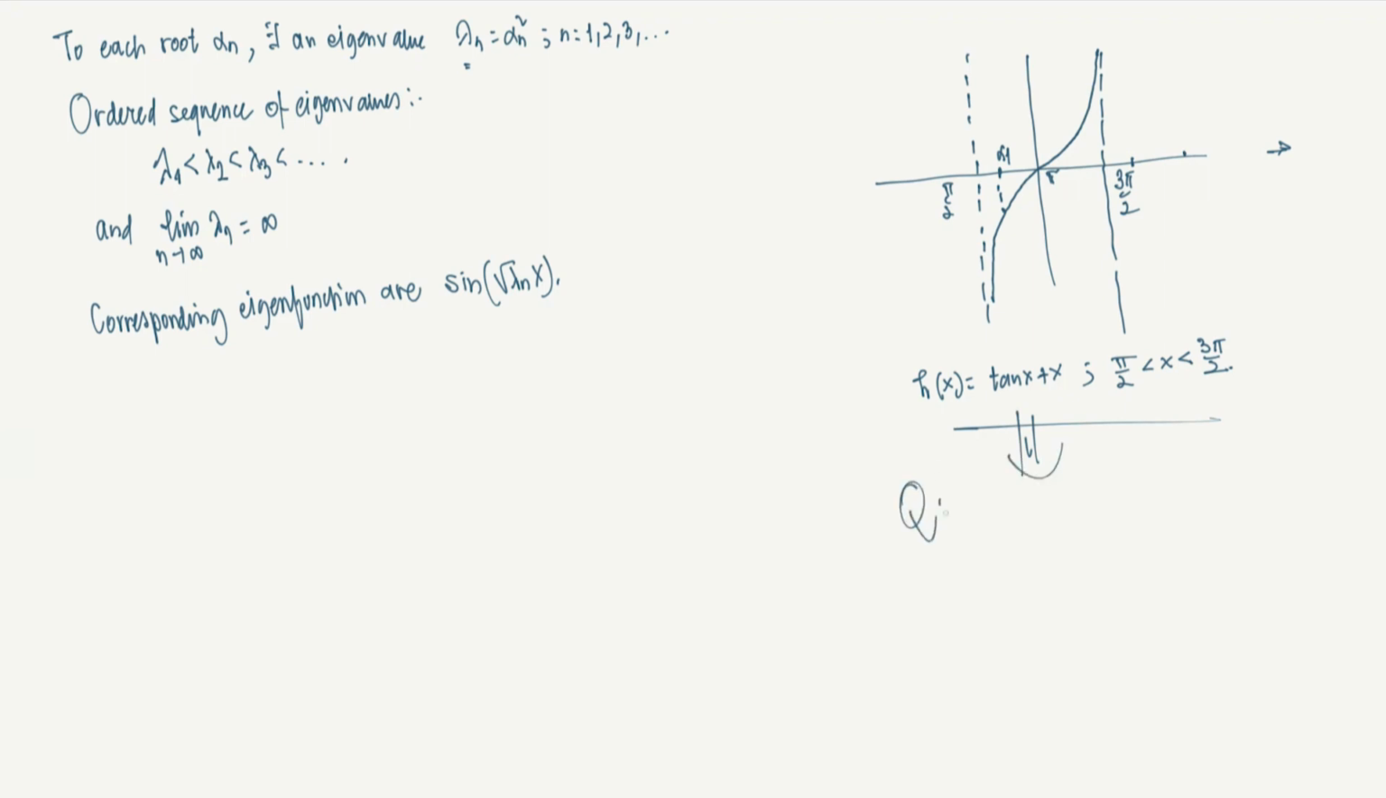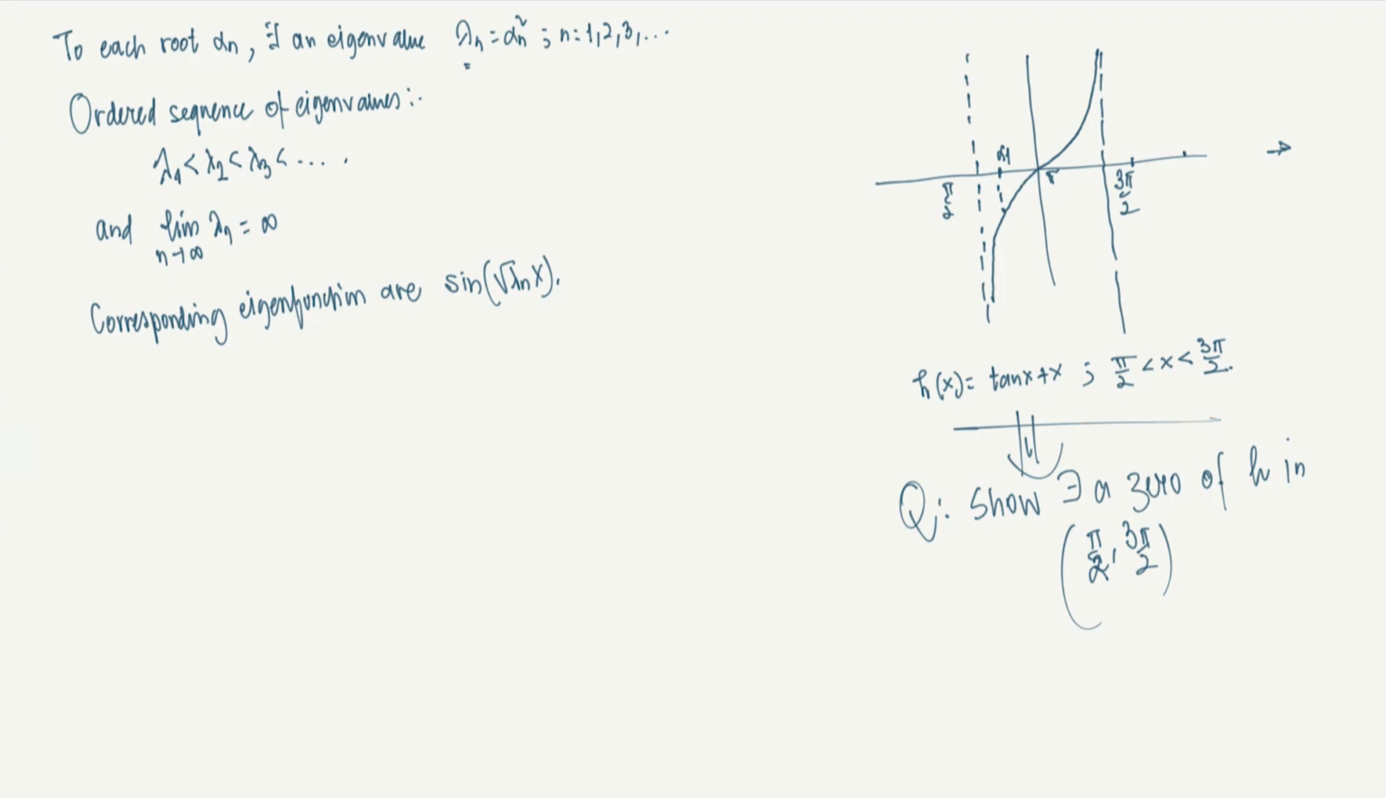This is a question for you. Show there exists a zero of h in pi by 2 and 3 pi by 2. I hope this is not very difficult for you to show. It's just the intermediate value theorem. This is a continuous function, so by the intermediate value theorem you just show that this is going to be 0 somewhere. Once that is true, you can show that in this interval there is one zero.